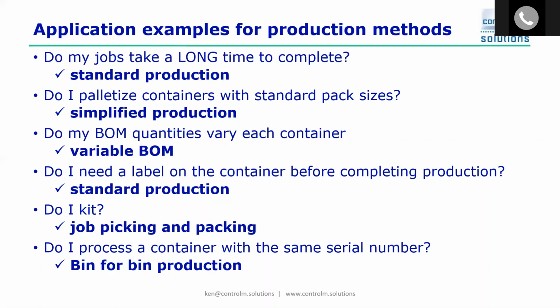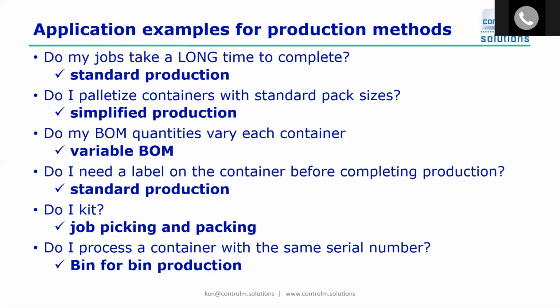Again, if those containers had varied quantities, if they took a long time to produce, or if I needed to create a label as I was producing into it, then it wouldn't be a good opportunity for simplified. That would be standard. Do my BOM quantities vary for each container? So one container has 10 pounds of flour, but the other container has 9 because of some condition like humidity or whatever. You're likely going to need variable BOM to match your actual process. And like I said, we see this in most cases in process manufacturing, especially food and beverage.